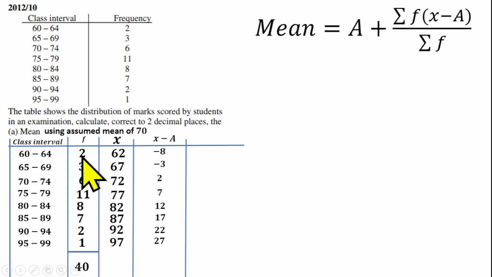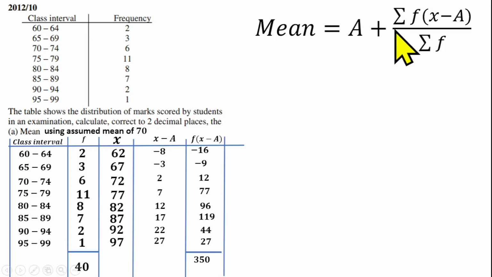Then for the frequency, we now multiply it by this x minus assumed mean. x minus the assumed mean is called deviation, but we are not talking about that now. So 2 times minus 8 gives us minus 16. 3 times minus 3 gives us minus 9. 6 times 2 gives us 12. 11 times 7 is 77. 8 times 12 gives us 96, and so on for the rest. We now have to find the summation of that, and if you sum it together, it gives us 350.